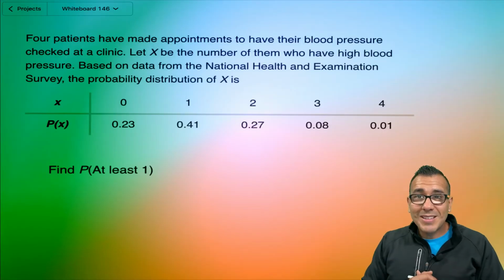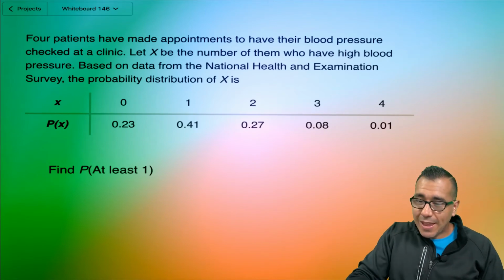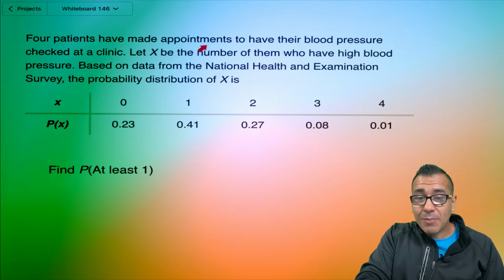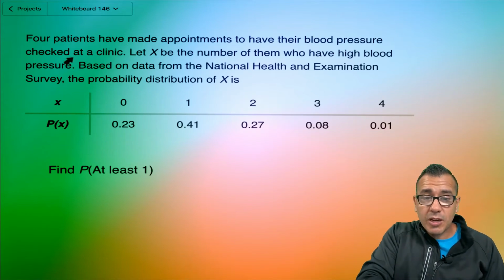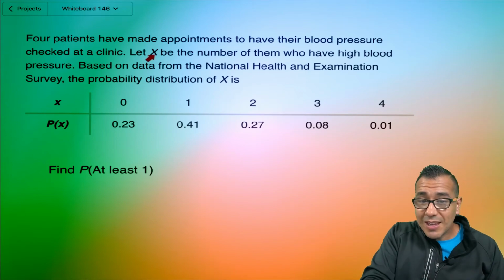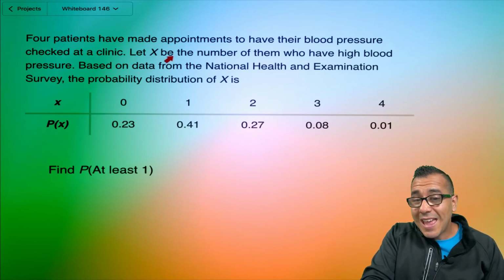All right, so let's look at this next example. We have 4 patients. These 4 patients have made appointments to have their high blood pressure checked at this clinic. You always want to pay attention to this next part, what you're defining your variable to be. Here it says, let X be the number of them who have high blood pressure. So this right here is the probability that no one has high blood pressure out of those 4.